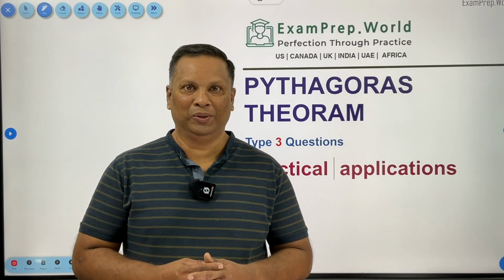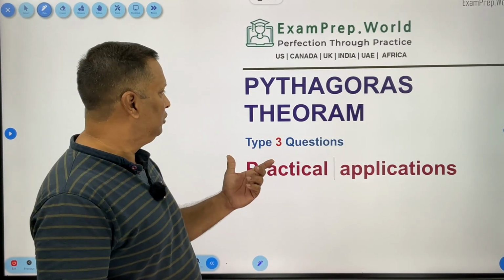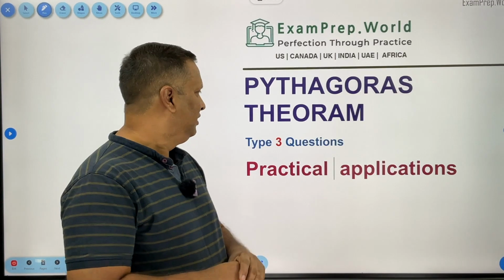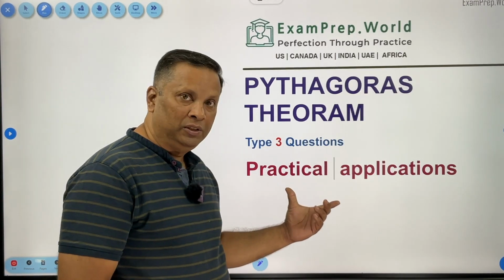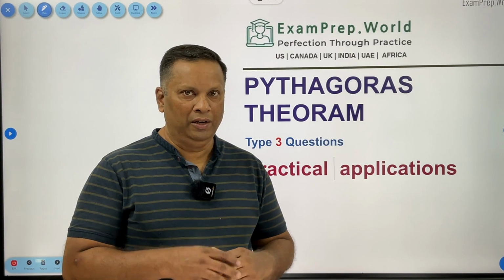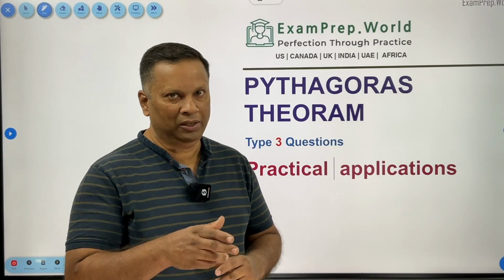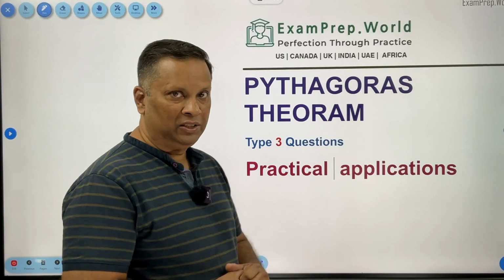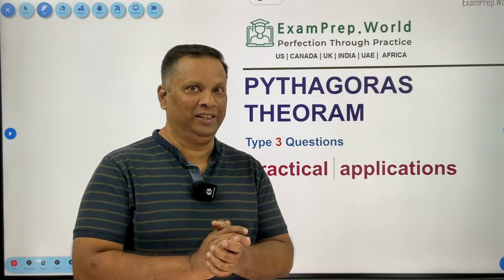Welcome children. So we have reached type 3 questions of Pythagoras theorem from our website examprep.world, and these questions include practical applications of Pythagoras theorem. So criteria C or D type, basically D type in IB MYP. So let us go ahead and start the questions. Let's see what kind of questions they can ask in the exam.